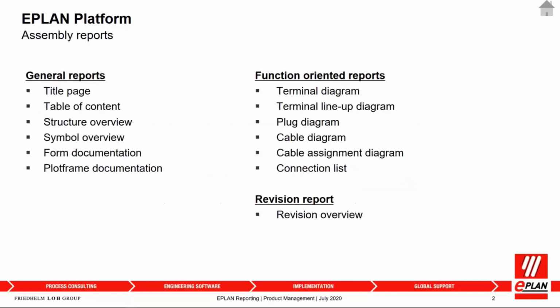So let's take a look at some of the reports, such as assembly reports. They include title pages, table of contents, various different overviews. You have terminal diagrams, cable diagrams, and connection lists that are included in this cable report environment.